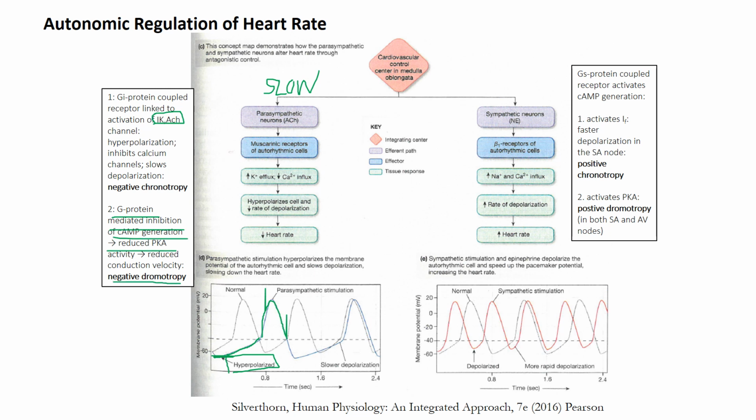So that's the parasympathetic side. On the sympathetic side, we want to speed things up, and that's done largely through stimulatory G protein coupled beta receptors. The resulting increase in cyclic AMP activates the funny current. So you're triggering action potentials faster, and you're also increasing the conduction velocity.